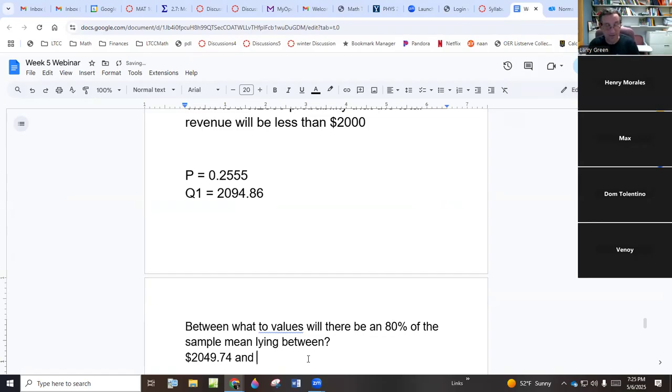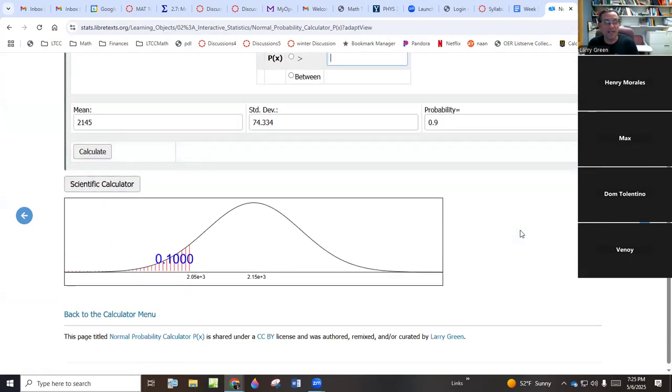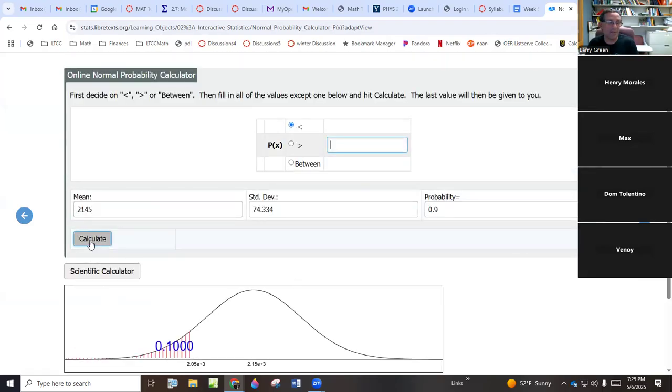$2,049.74. Now, if I want the right, if there's 10% here and 80% up to here, that's 90% to the left. So instead of 0.1, I do 0.9. And I'm going to erase this box and hit calculate.